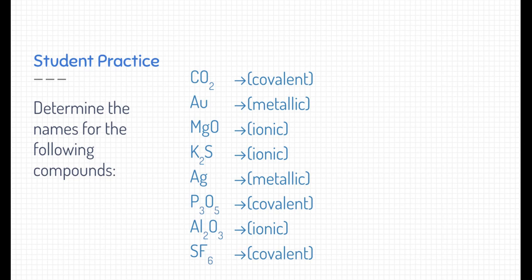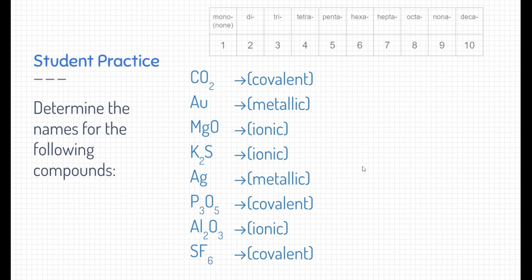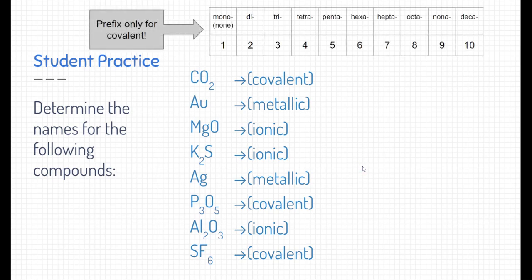Now that we know what types of bonds these are made, we can follow the naming rules for each because they're slightly different. The first one's the covalent compound, and we saw it before, but just a reminder that covalent compounds use a prefix. Only covalent compounds use a prefix. So CO2 is carbon dioxide. Carbon, one carbon, and then two oxygen, so di for the two, that's the prefix, and then we end it in "-ide."